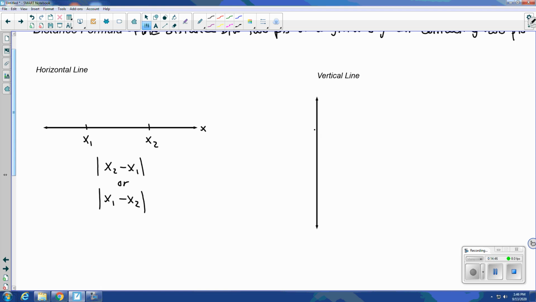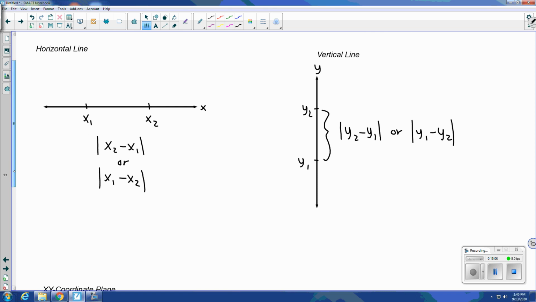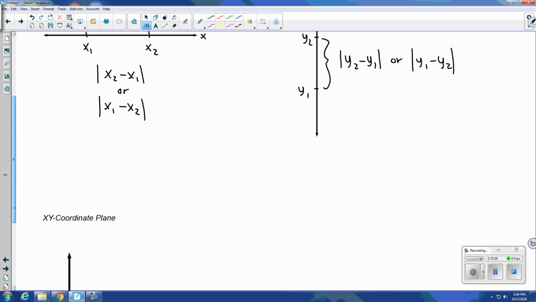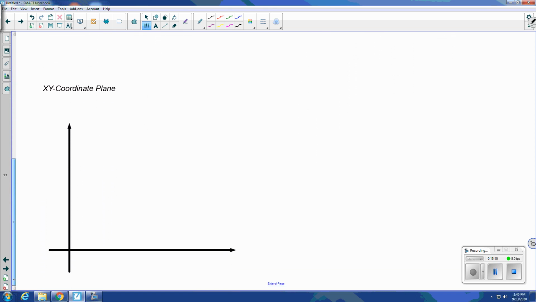Okay? So if we have y2, y1, this is our vertical axis. Again, the distance between the 2 points can be calculated as such. So that's when we have perfect vertical or horizontal alignment between 2 points. But when we carry over to the coordinate plane, if I have 2 points in my coordinate plane that aren't horizontally or vertically aligned, can we still calculate the distance between them? And the answer is yes.